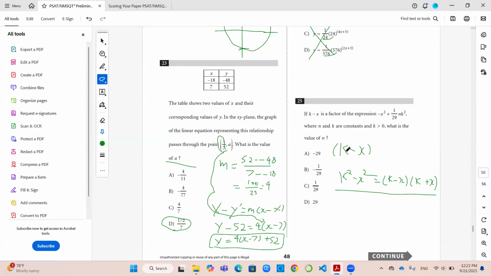However, we're given that k minus x is a factor, and I could go ahead and write this as well, k plus x. However, in order to satisfy this condition with this one, what do I do to n? Well, obviously, I need to have n equals 29 because the 29s cancel out and becomes minus x squared plus k squared, which is equivalent to k squared minus x squared. So D, 29 is the correct answer.